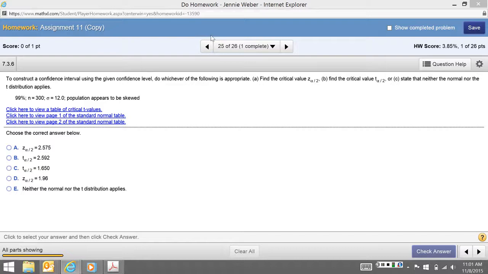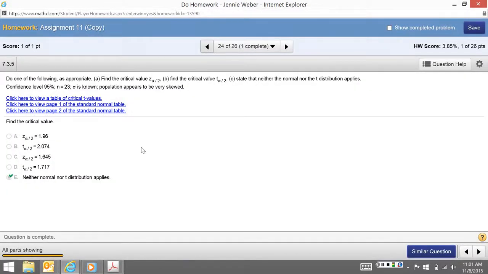And by the way, coming back here for a second, this sample is under 30. 30 is kind of your benchmark. If it's over 30, you have more leeway. If it's under 30, you don't. So since it's under 30 and skewed, you need a normally distributed population.